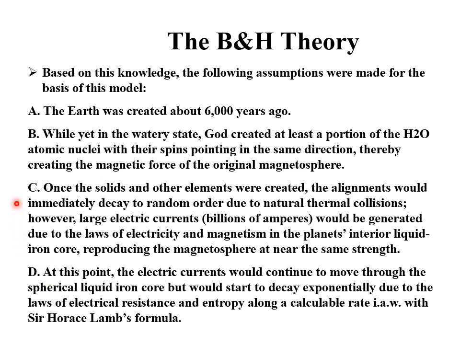All right, once the solids and other elements were created, the alignments would immediately decay back to random order due to natural thermal collisions. However, large electrical currents, billions of amperes, would be generated due to the laws of electricity and magnetism in the planet's interior liquid iron core, reproducing the magnetosphere at a near same strength. So this model assumes there's no inner and outer core, it's just a core that is liquid iron, okay?